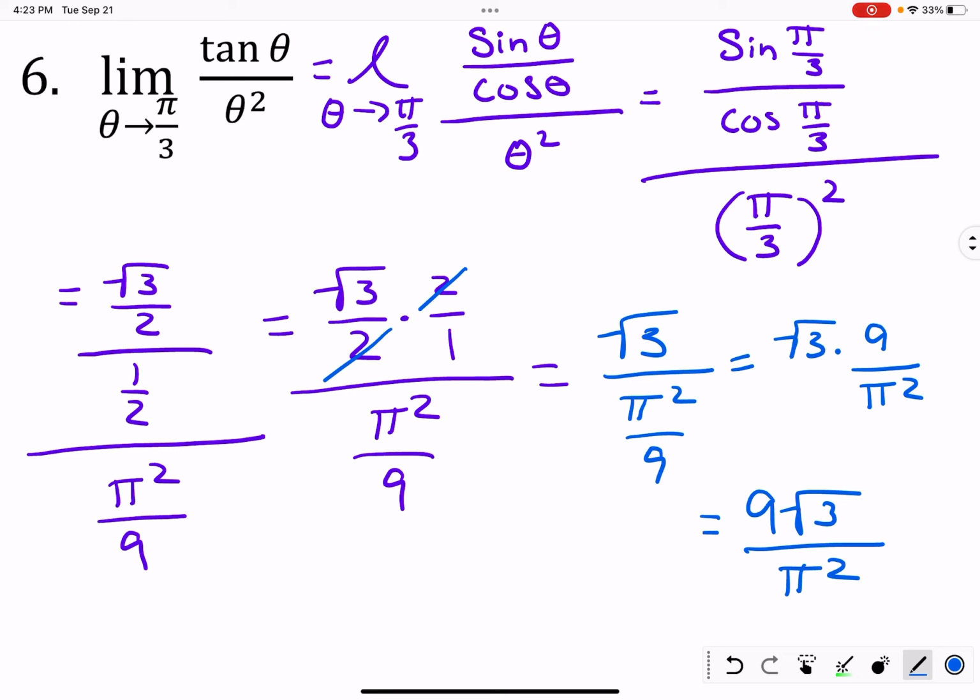I know it doesn't look like an actual number because you have some irrational business happening here, but 9 root 3 over pi squared is the final answer. So nothing difficult. You have to know a couple things. You need to know the algebra of flipping for the reciprocal to turn division into multiplication, you have to know the unit circle, and you also needed to know that tangent is sine over cosine. But if you have that knowledge, this one shouldn't have been too bad. All right, I'll do the next page in a minute.